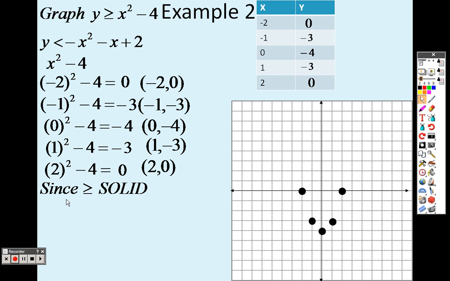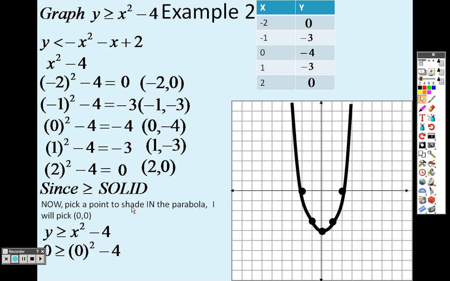Since it's greater than or equal to, it's a solid line. And I'm going to plug in a point not on that line, which is (0, 0). When I plug it in, is 0 greater than -4? You betcha, that's true. Because I have two graphs, I'm going to do like we did before when we solved systems of inequalities and shaded. I'm going to put some arrows on the inside here, just so I remember I'm shading on the inside.